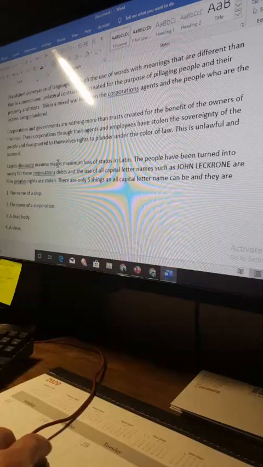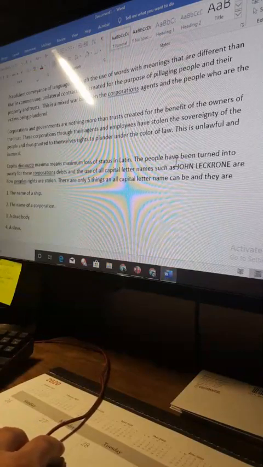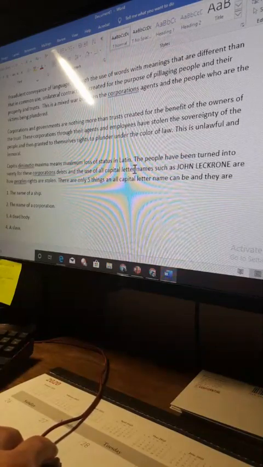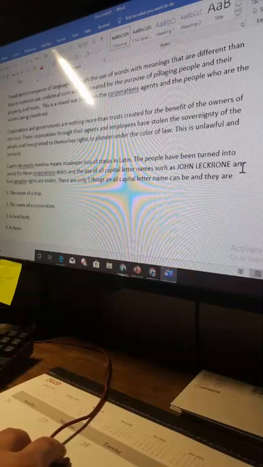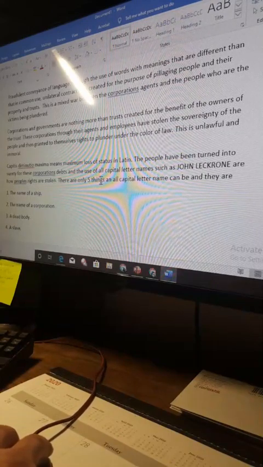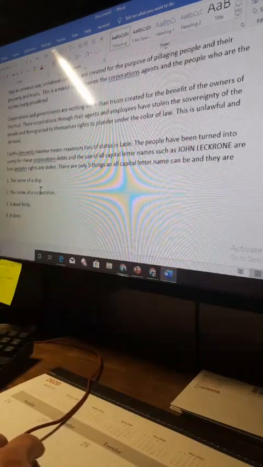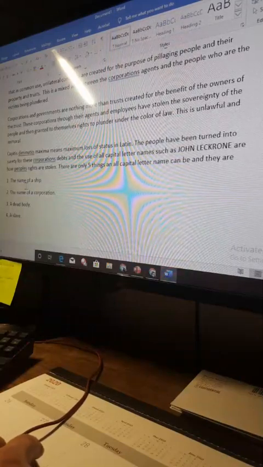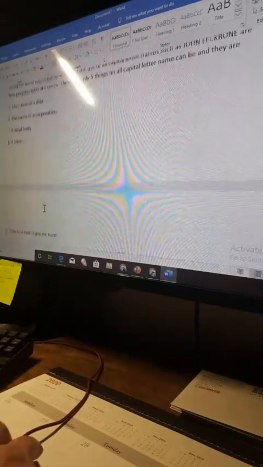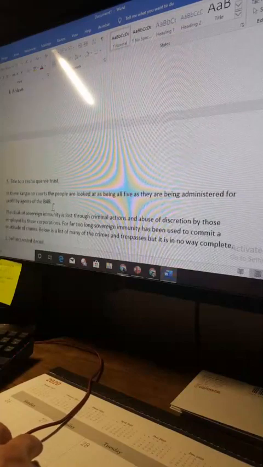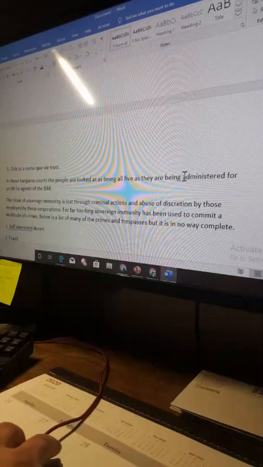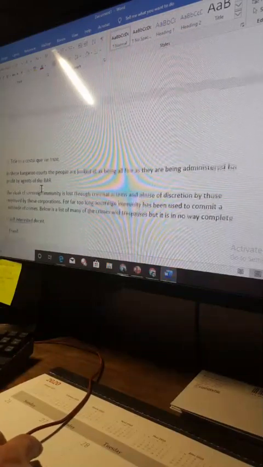Capitis diminutio maxima means maximum loss of status in Latin. The people have been turned into surety for these corporations' debts, and the use of all capital letter names, such as JOHN LARKIN, are how people's rights are stolen. There are only 5 things an all capital letter name can be, and they are: the name of a ship, the name of a corporation, a dead body, a slave, title to a cestui que vie trust. In these kangaroo courts, the people are looked at as being all 5, as they are being administered for profit by agents of the bar.